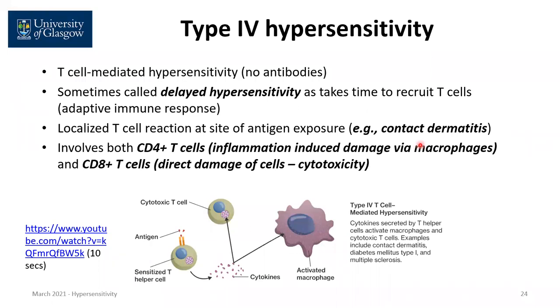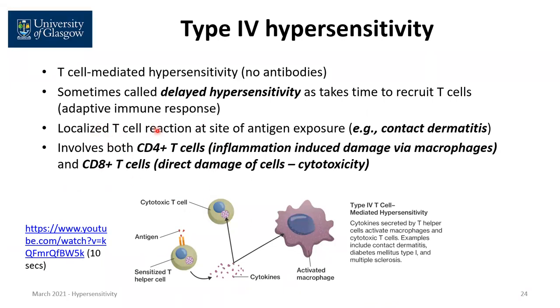So if we move on to the final type, type 4, this is ultimately a T cell mediated hypersensitivity reaction, so it doesn't involve any antibodies. It sometimes can be called delayed hypersensitivity because of the process, it involves recruitment of T cells. And as you should know by now, T cells are part of the adaptive immune response, which can take up to a few days to actually kick in and function within the immune system.